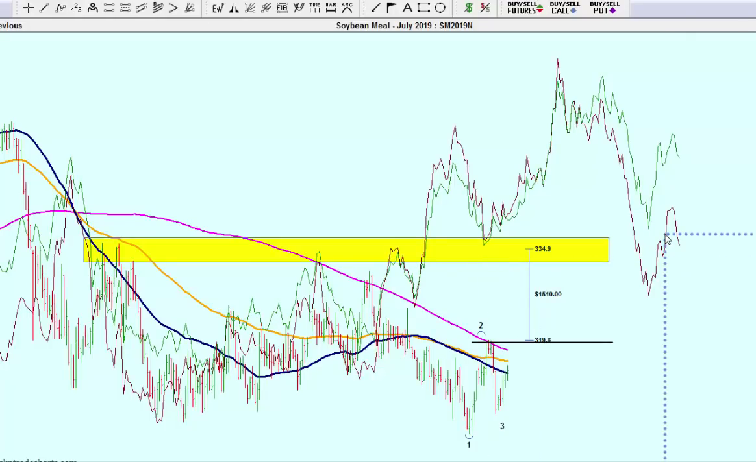If you're trading soybean meal, each tick is worth $10. Each point is worth $100 per contract. So we're looking to go long the outright futures contract or purchasing calls or call option spreads.